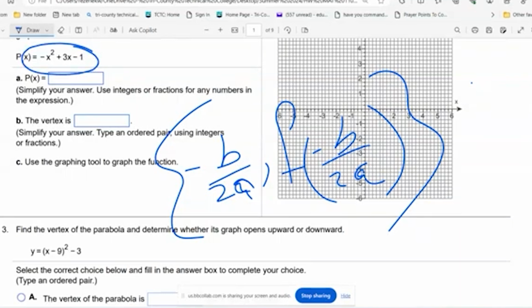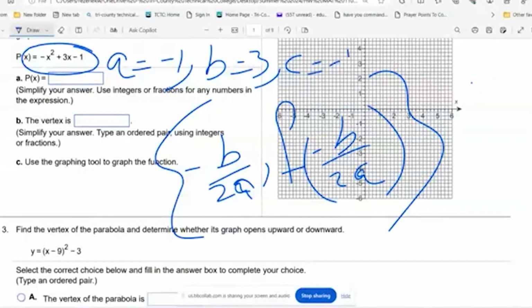Remember when I wrote the quadratic function? a is the coefficient of the quadratic term, which is -1. b is the coefficient of the linear term, and c is the constant term. So if you're told to use the formula to find the maximum point, then you put b here. What is b? b is 3. So we have 3.